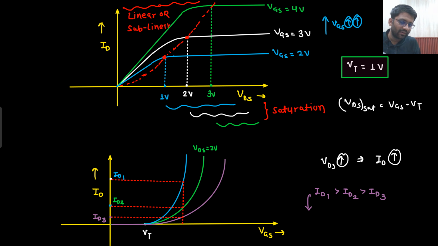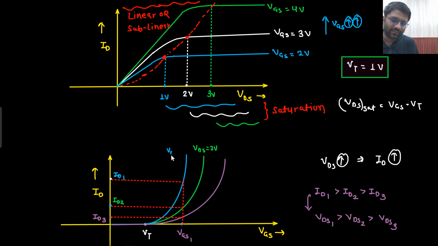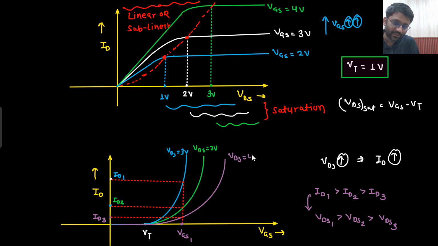If current is more, basically at a fixed VGS1, here you are getting very less current, here you are getting more current, and here you are getting even more current. That means VDS has to be larger, no? If more current is there, that means VDS has to be larger as well. What does that mean? That means this guy would be VDS equals 3 volt, and this maroon would be VDS equals 4 volt. Is that understandable to you?